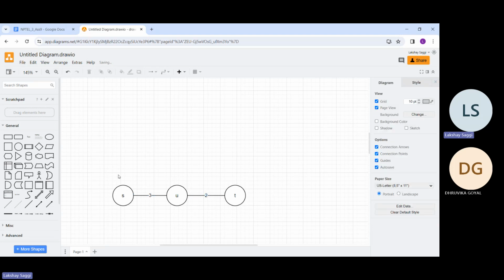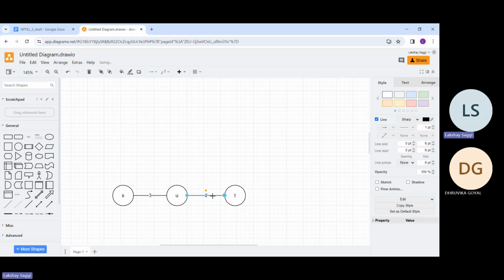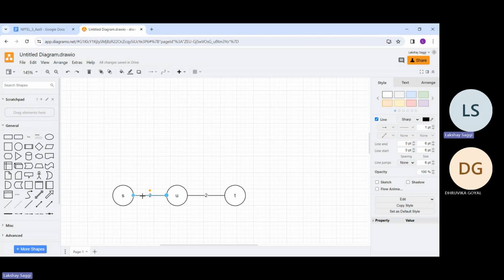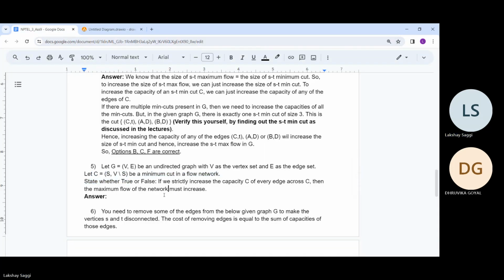So still the maximum flow in this network will be 2, because the size of this cut does not increase. That's why what we need is to increase the capacity of all the minimum cuts, not just one minimum cut. There were two minimum cuts, so we need to increase the capacity of all the minimum cuts, and only then can we say that the maximum flow will increase. So the answer here is false, and it can be seen in the given figure. I'll place the figure later. False. I'll just underline the correct answer.